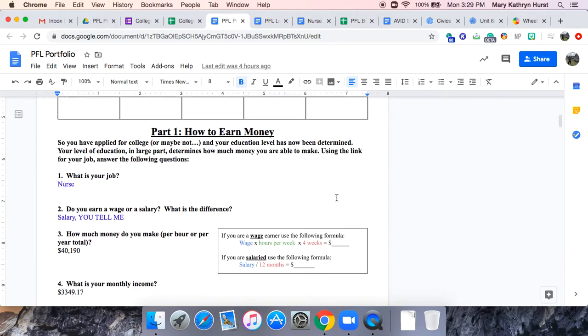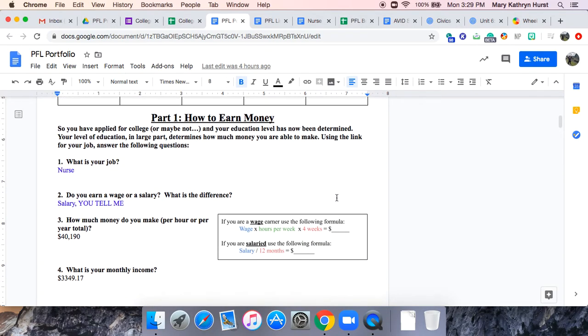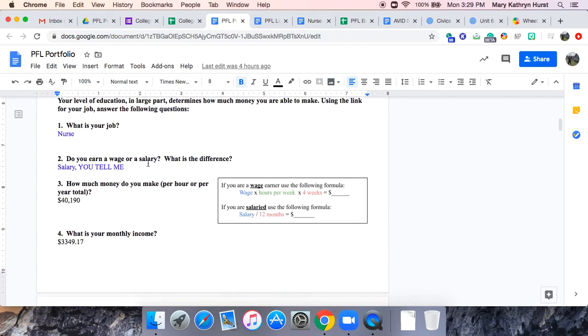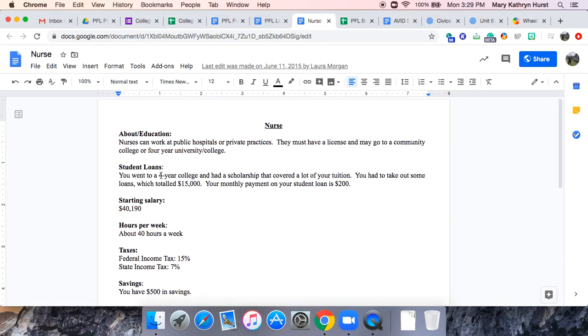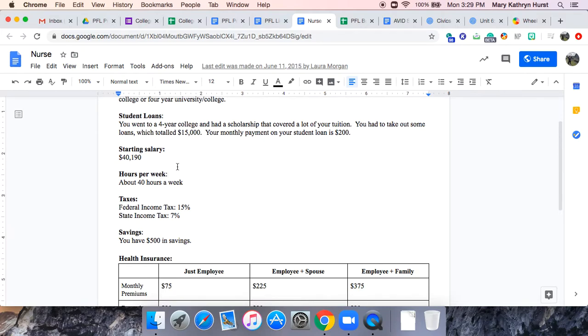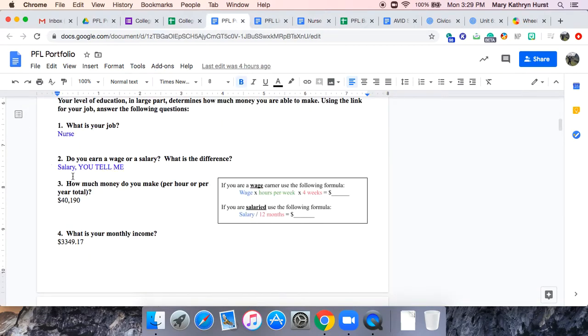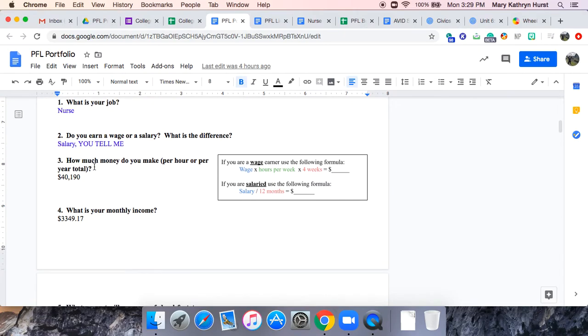So I went ahead and did a couple of examples. Let's say, for example, I am a nurse for this project. Okay, what's my job? I'm a nurse. Do you earn a wage or a salary? It depends on what your job is. So I have to go to my job link, and I look down here and I see the word salary. I don't see the word wage, so I know that I earn my money per year and not per hour. So I can put salary over here. What's the difference? You tell me. This is based on your notes from how to earn.